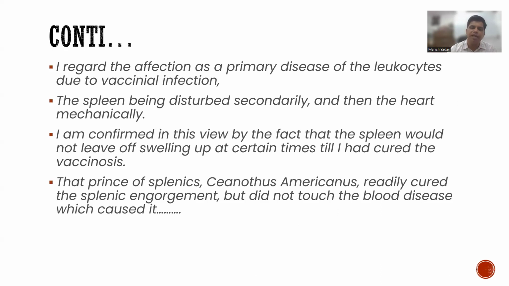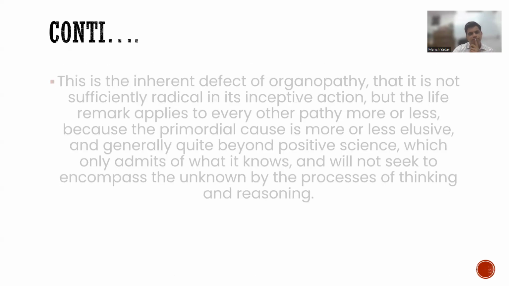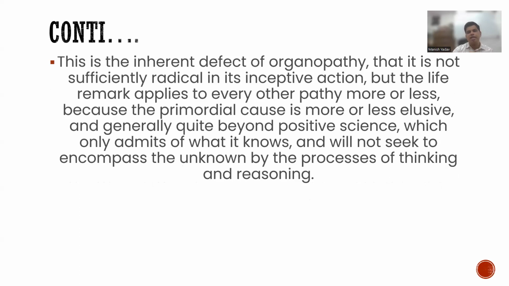That prince of splenics, he says, Ceanothus americanus, readily cured the splenic engorgement, but did not touch the blood disease which caused it. This is an inherent defect of organopathy, that it is not sufficiently radical in its inceptive action. But the same remark applies to every other pathy more or less, because the primordial cause is more or less elusive and generally quite beyond positive science, which only admits of what it knows and will not seek to encompass the unknown by the process of thinking and reason.